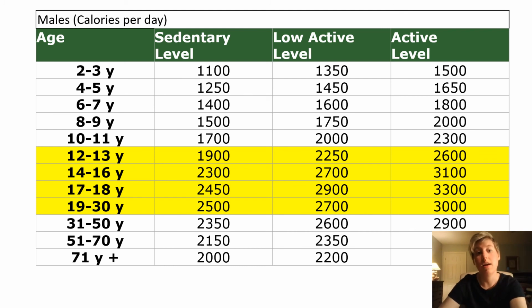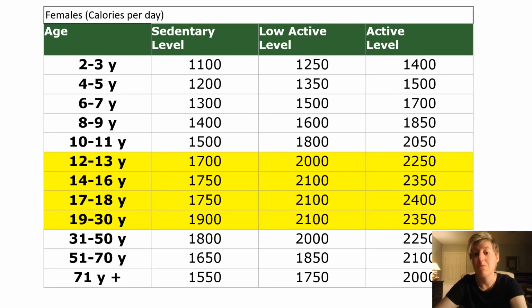Now, we're looking right here. This is the average caloric intake for men, and you can see that depending on their activity level and depending on the age, it changes drastically. But the key level where you need the highest amount of calories is in the late teens to early young adult age, whether it's sedentary, low active, or high active. And this is the same trend that we see for females, that the key area where you need the highest amount of caloric intake is in your teenage years and your young adult years.